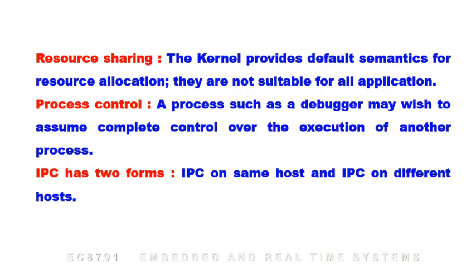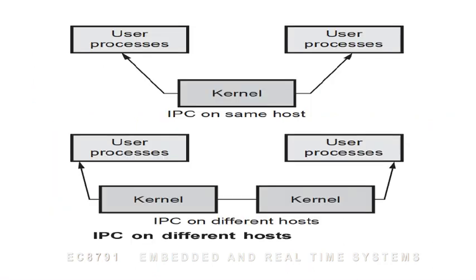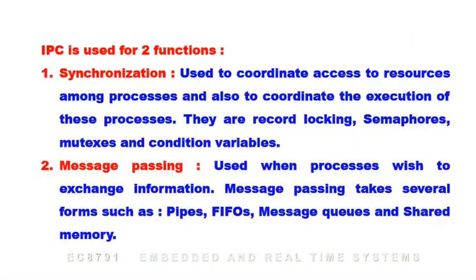Interprocess communication has two forms: IPC on the same host and IPC on a different host. Here, the first one is IPC on the same host, between user process and the kernel to user process. Different host means kernel to kernel and different users.